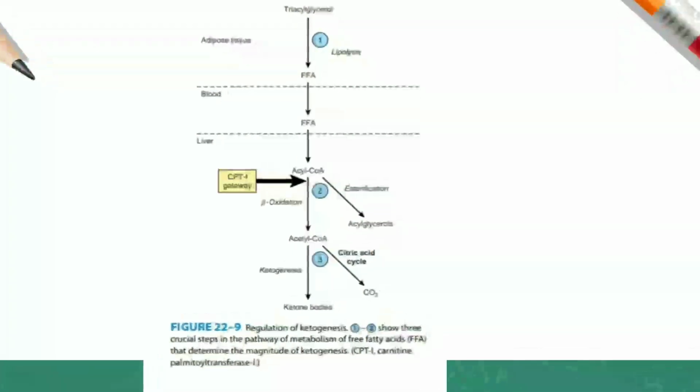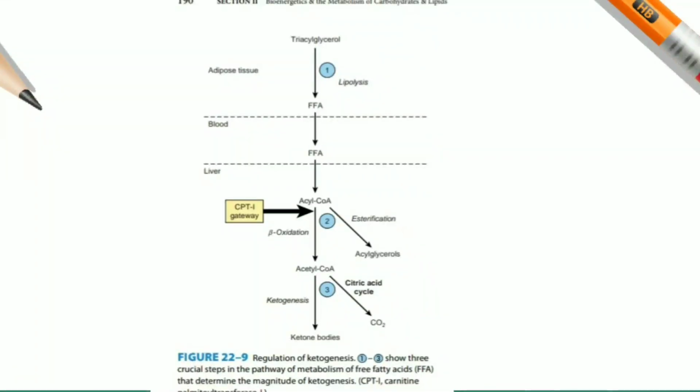So what happens is, from the adipose tissue, the triacylglycerol, by the process of lipolysis, will be converted to free fatty acid. The free fatty acid will enter into the blood, and from the blood it will enter into the liver. As the concentration of free fatty acid increases with the onset of starvation, these free fatty acids will be converted to acyl CoA.